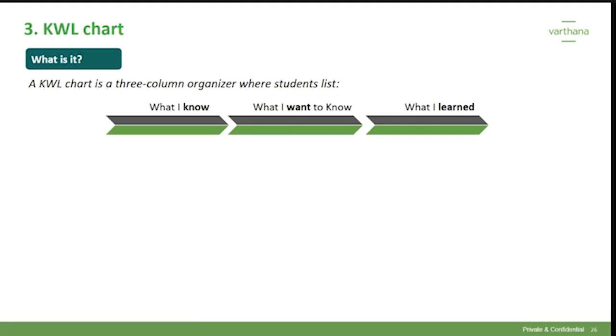First column will be like what I know, second column will be like what I want to know, and the third column will be like what I learned. So let's understand how it works. It will structure student thinking. Before starting a topic, you will ask students what they know about this topic and what they want to know about this topic.